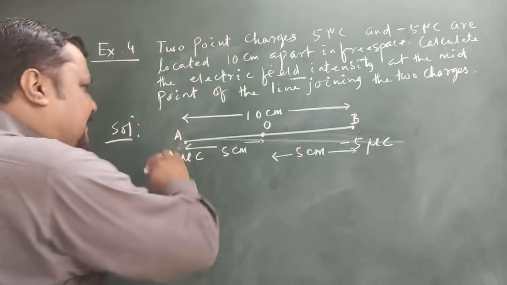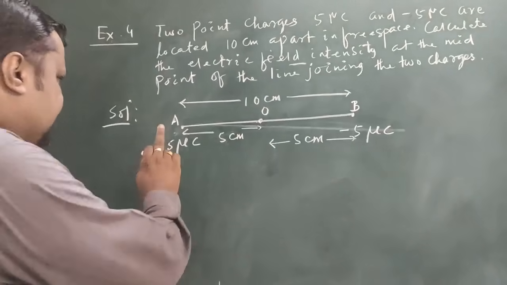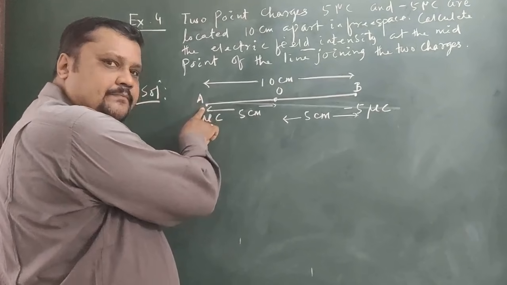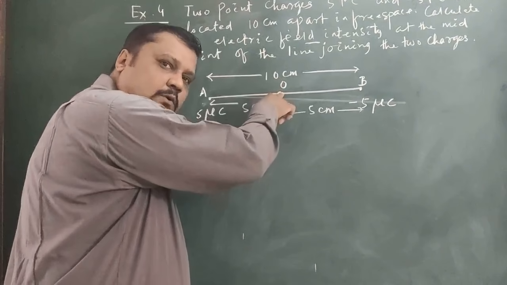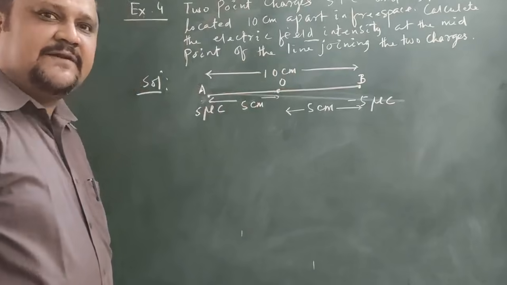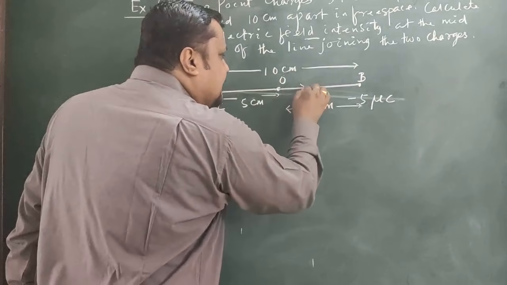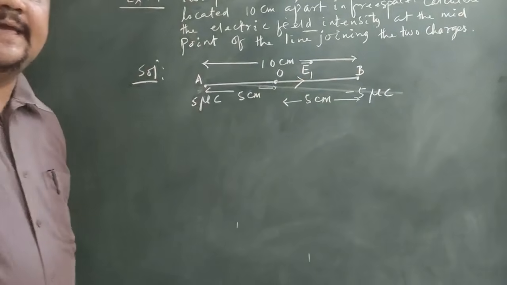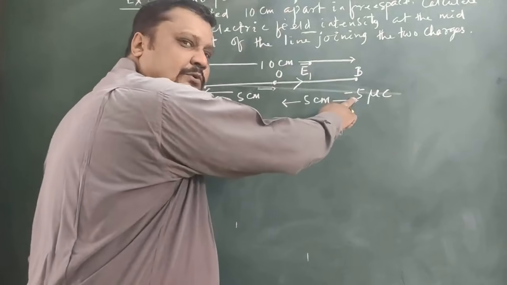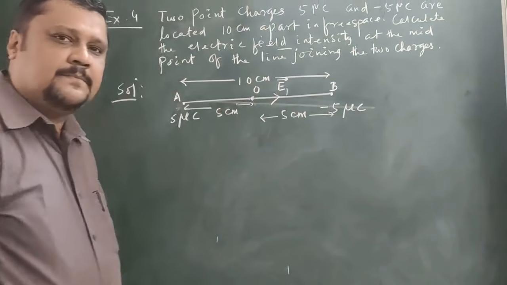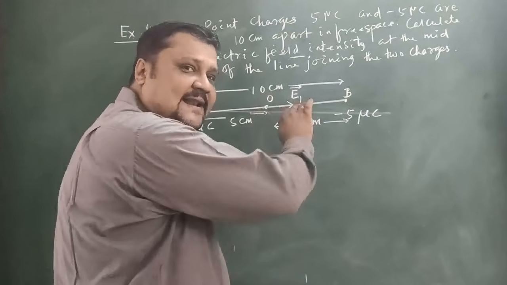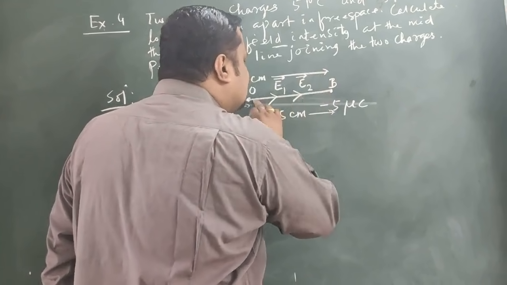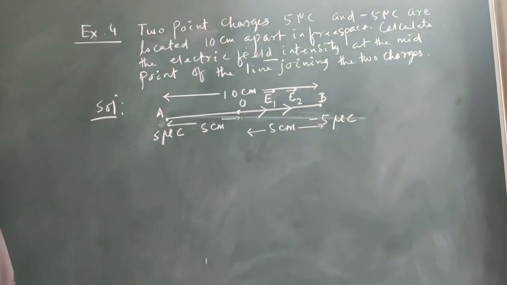Now, see how to find this electric field. What will you do first? This is the charge, suppose 5 microcoulomb. The 5 microcoulomb charge will produce an electric field at O. What is the direction of this one? The electric field due to 5 microcoulomb, E1, is away from the charge, along AO. For minus 5 microcoulomb, what is the electric field at O? E2. What is its direction? Towards the charge, along OB, towards B.